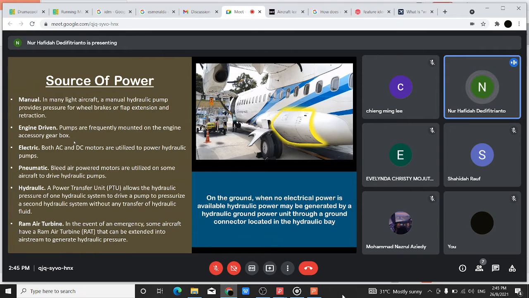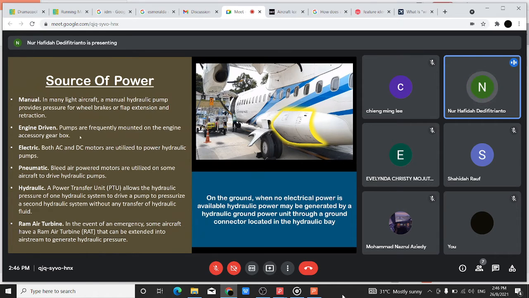Okay. So the next one is the power transfer unit, which allows the hydraulic pressure of one hydraulic system to drive a pump to pressurize the second hydraulic system without any transfer of hydraulic fluid. So it's like the first system will get the power, and then after that it will transfer the power to the second one without using much power from the power generator.